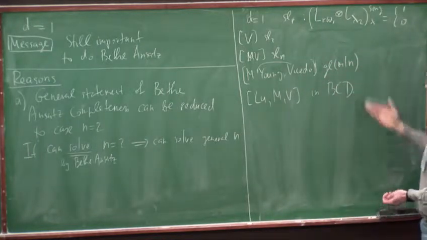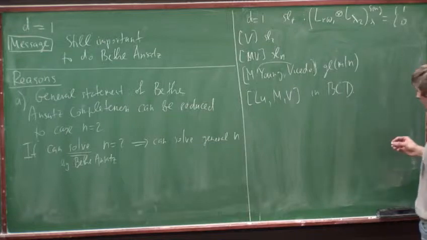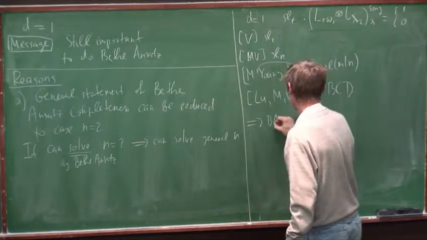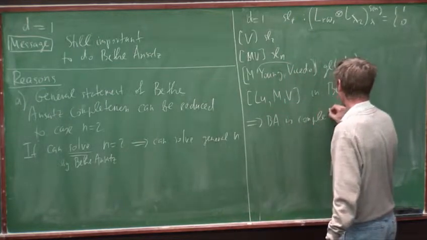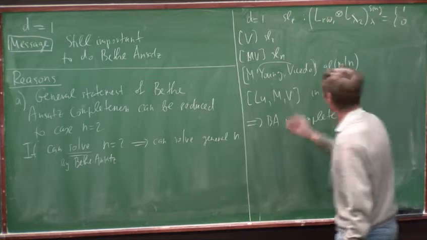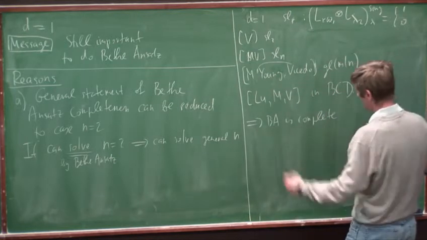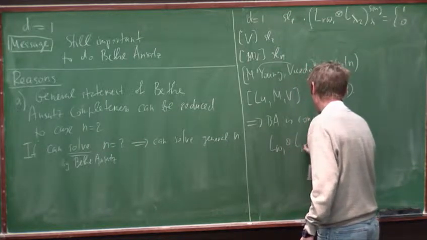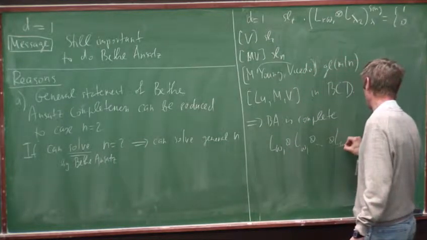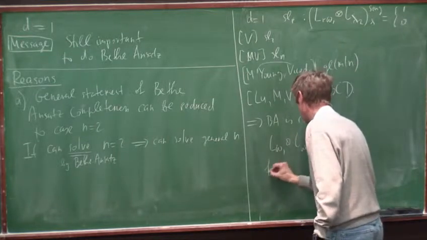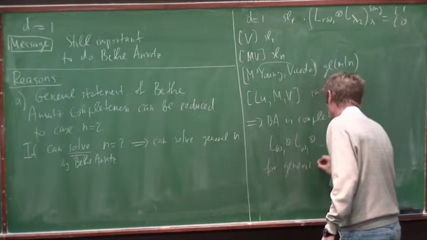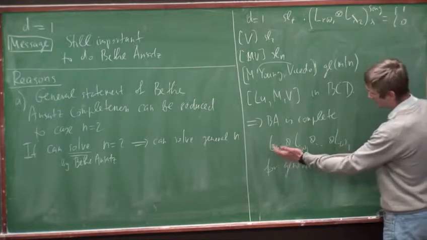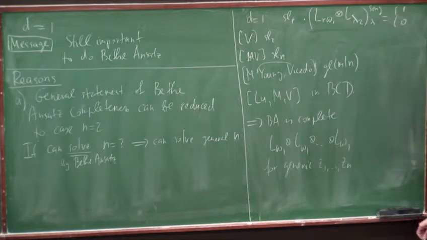So when we really start doing it and just solving L equal 1, the conclusion is that Bethe ansatz is complete. And what you do is you take this representation many, many times. Usually the vector representation is enough. So you can show it for generic Z1, Zn. You can do it for A, B, C, D type, for all types.